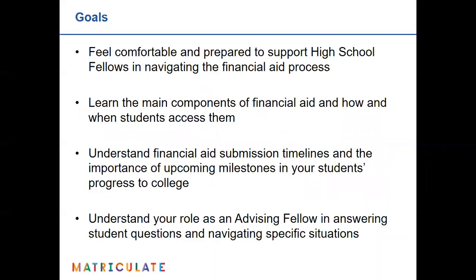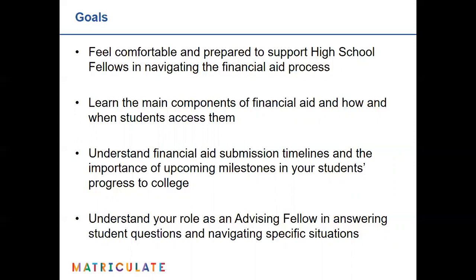So really, as we talk about the financial aid process and your role as an advising fellow, our end goals are to make sure that you feel comfortable and prepared to support your high school fellows in navigating this process, learning the main components of financial aid and how and when students access them, understanding financial aid submission timelines and the importance of upcoming milestones in your student's progress, and lastly, specifically, your role as an advising fellow in being able to answer student questions and navigating specific situations.